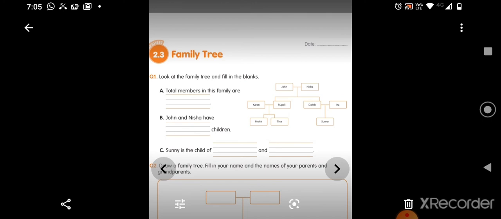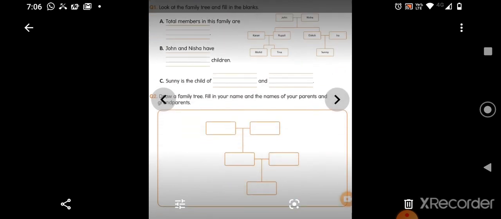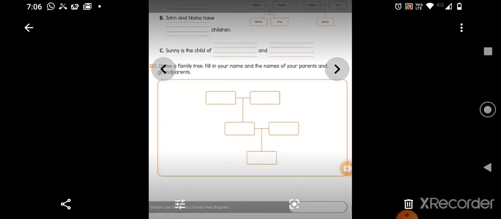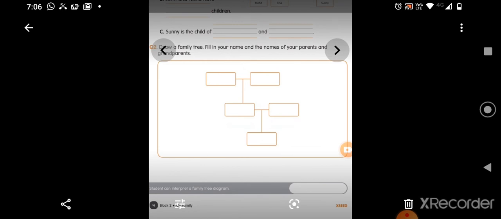write. John and Nisha have how many children? See, where John and Nisha's names are there, how many children they have, you see, and you write. From them only 2 lines are coming, find that out. So they have 2 kids and their husband or wife only is accompanying there, so you should not write 4, they have 2 children. Sunny is the child of dash and dash, you think and you see the picture and pick and write, children. Next, draw a family tree.